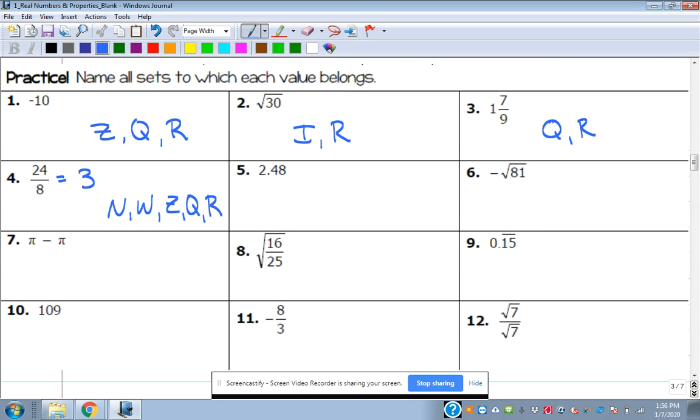Let's look at number 5, 2.48. It's what? Rational. So terminating decimal, so it's rational, and it's got to be real as well. What about number 6?